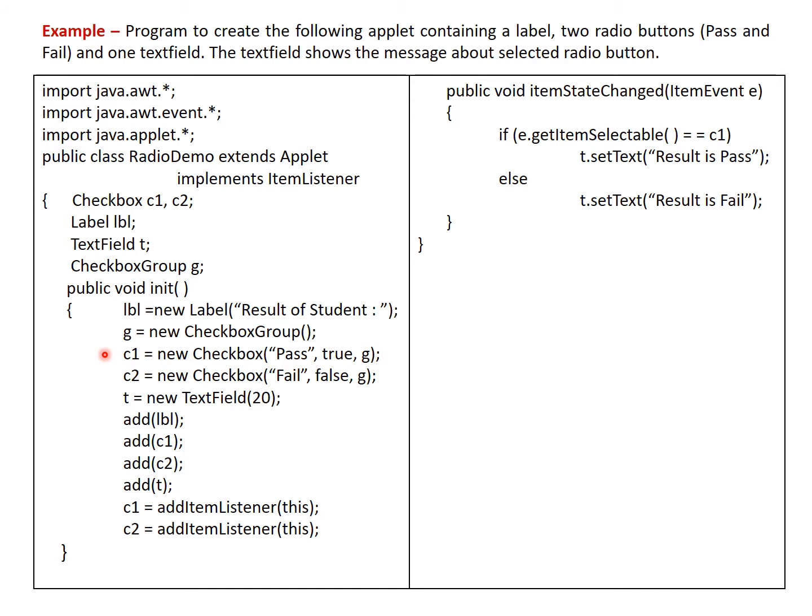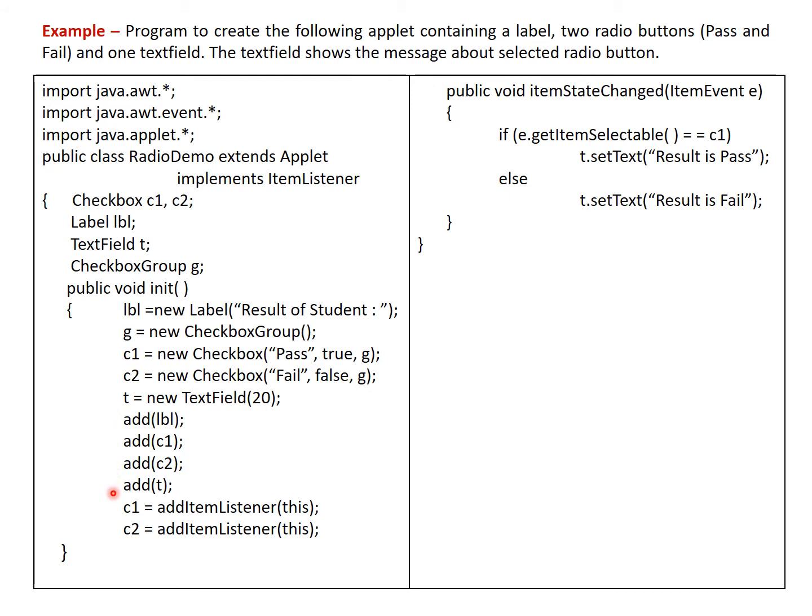Similarly, c2 equal to new Checkbox, then the parameters are here Fail, false, and g. That is, now in the checkbox group g, there are two option buttons or radio buttons, c1 and c2. Then we create the instance of the text field, that is t equal to new TextField(20). 20 is now here the width of the text field. Then we add lbl, that is a label, c1, c2, and t in the applet.